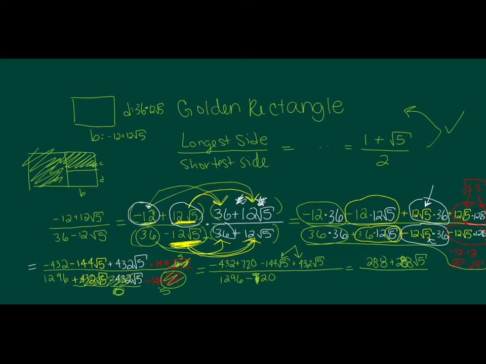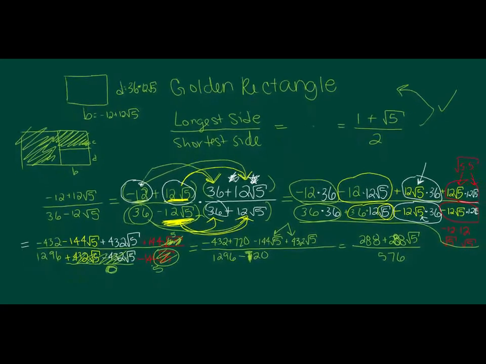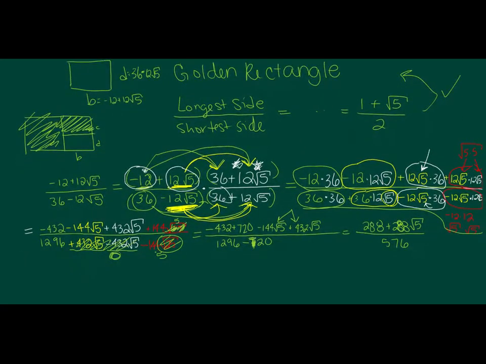Let's look at the denominator. 1296 minus 720. That's 576. Now we are 2 steps away from the finish line here. All right, so normally I would clear the screen and try to make it look a lot better. Maybe I can move everything up a little bit. Wow, magic. All right, let's finish this problem off here.